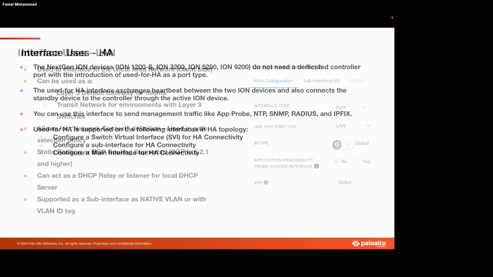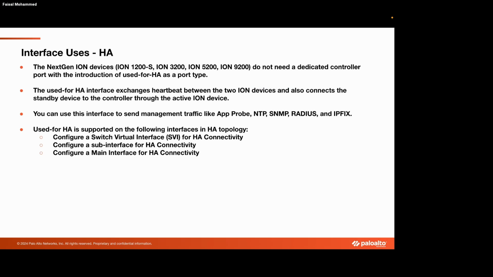Okay, the HA interface. The HA interface is primarily for the HA control, for liveliness detection of the peers on the branch side, and the next generation ION devices do not have a dedicated controller port. As I mentioned, we need to set up and use 'use for HA' as a port type to use this HA control for the high availability to work. The use for HA exchanges the heartbeat between the two IONs and also connects the standby device to the controller, because on a standby device other ports are not operational, and we need to have this HA interface to work.